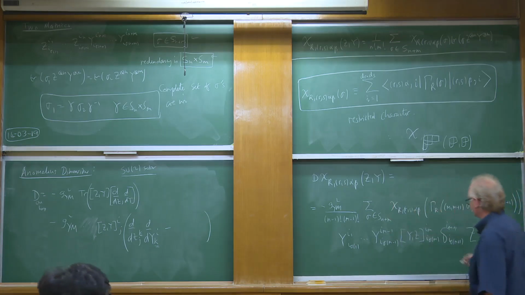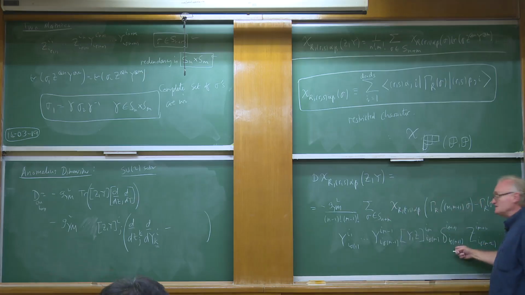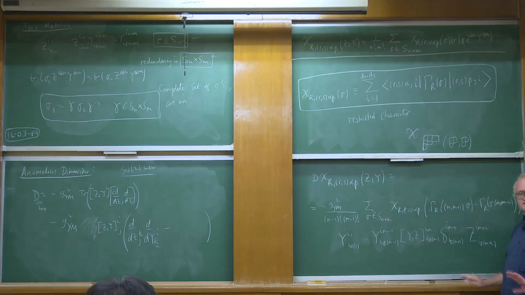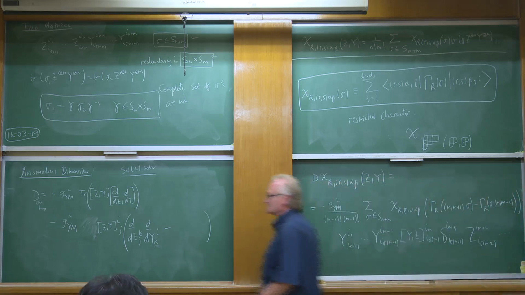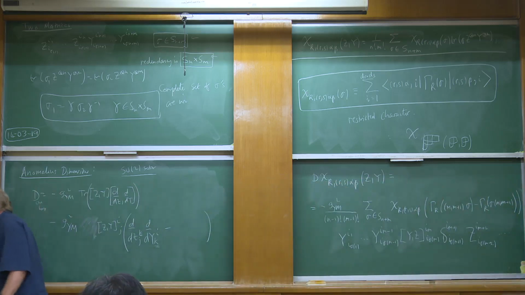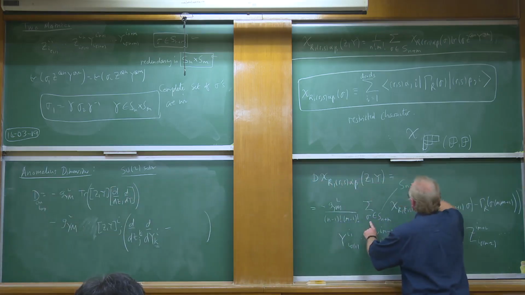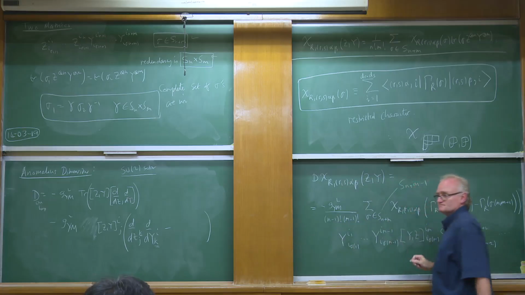What does this delta function do? It means that when we sum over S_{n+m}, actually we're not summing over all permutations because m plus 1 has to stay where it is. So this sum actually now becomes a sum over S_{n+m-1}.